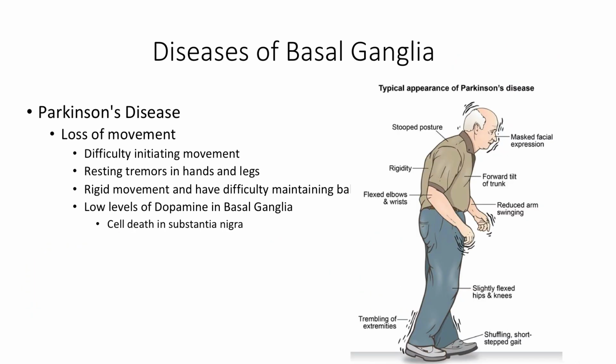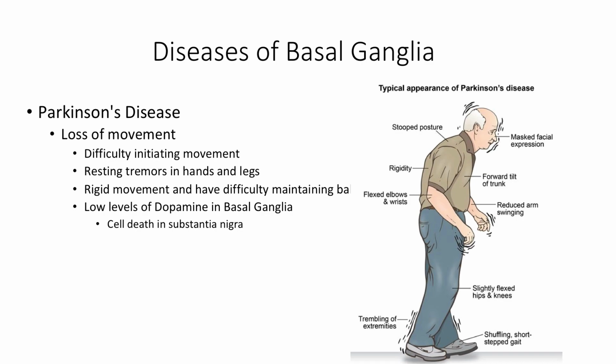Another disease that has to do with the basal ganglia is Parkinson's disease. Parkinson's disease is characterized by difficulty initiating movement and also by muscular rigidity. So someone with Parkinson's disease might have difficulties getting up out of a chair or initiating certain movements.